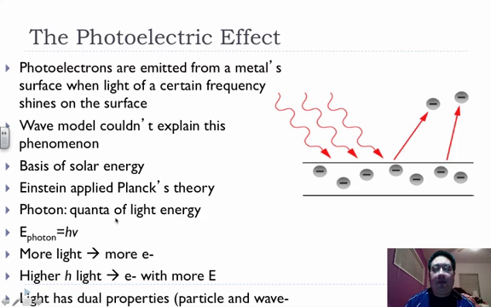So Einstein applied Planck's theory to this idea. A photon, remember, is light energy, and again, the photon energy equals hv, something we've talked about before. If we shine more light, so there are more red squiggly lines, you'll get more photoelectrons. But if you have a higher frequency of light, I don't know why I put h there, it should be frequency, you get electrons with more energy behind them. And this proved that light has dual properties, particle and wave-like properties, something we've talked about before.